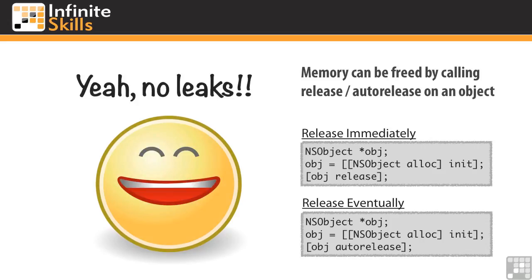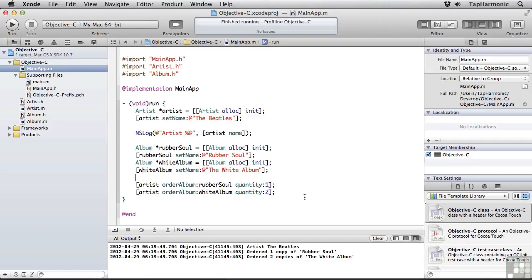So once you've either released or auto-released an object, you should have no more leaks. So let's switch back to our code and see how we can resolve our immediate problem. In this case, we can see we've created an artist. We've created two instances of album, but at no point are we releasing or auto-releasing these objects.